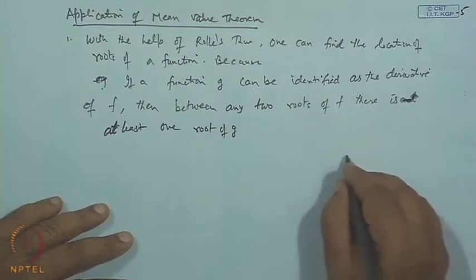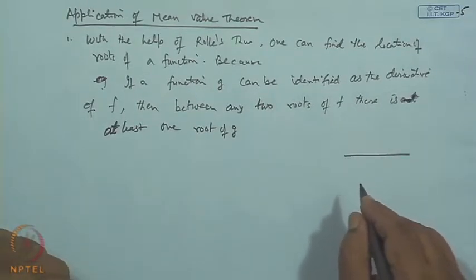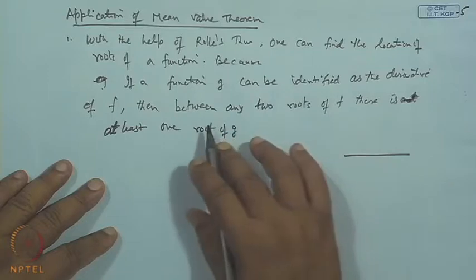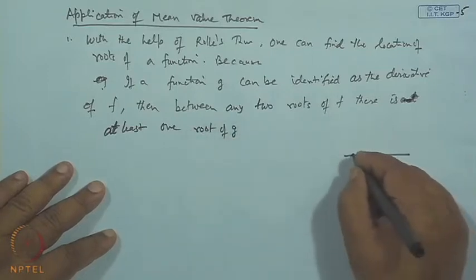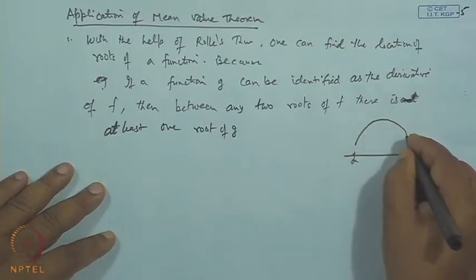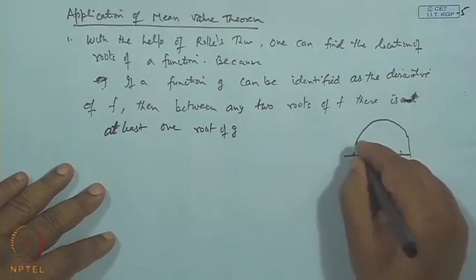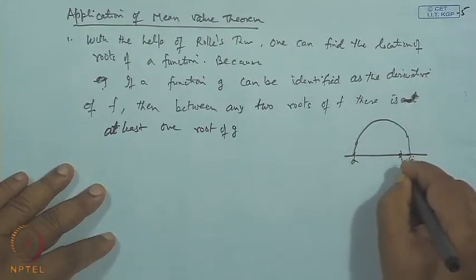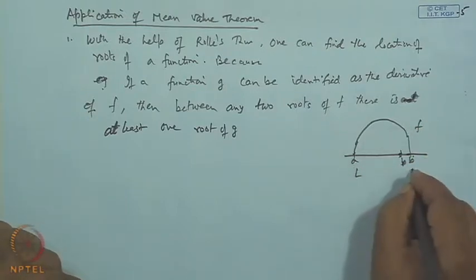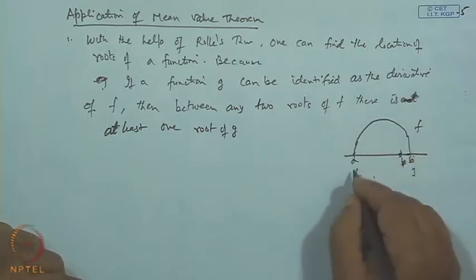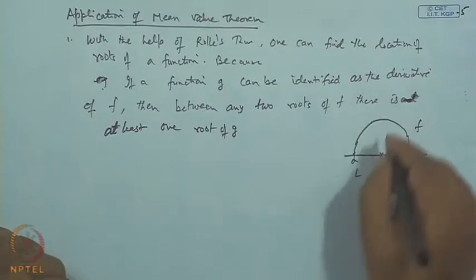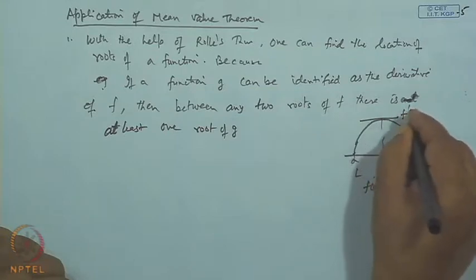because of what Rolle's theorem says. If a function f on the interval a b has f of a equal to f of b, this is b, so this is the function f. If f is continuous over the closed interval a b and differentiable over the open interval a b, and at the points a and b, f a and f b are 0, then there exists a point c in between where the derivative f prime c is 0.